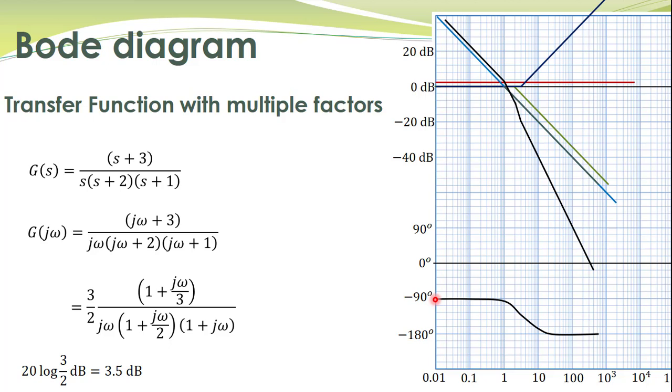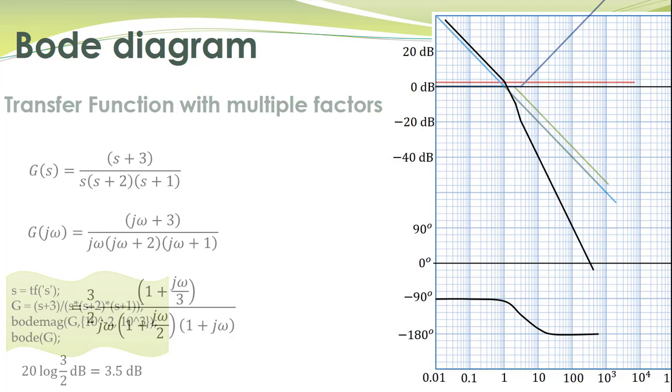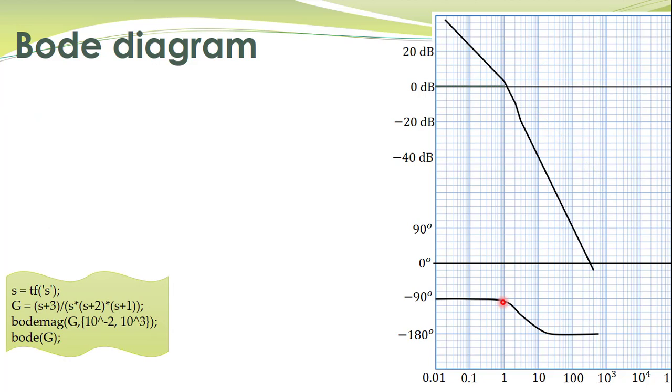And at very high frequencies, what will be the phase angle? At very high frequencies, we can, for example, ignore these constants and then this j omega will be cancelled with this j omega. We have this j omega multiplied by this j omega. So 90 degrees for this one, minus 90 degrees for this one, and minus 90 degrees for this one, so minus 180 degrees. So this is the Bode phase frequency plot.